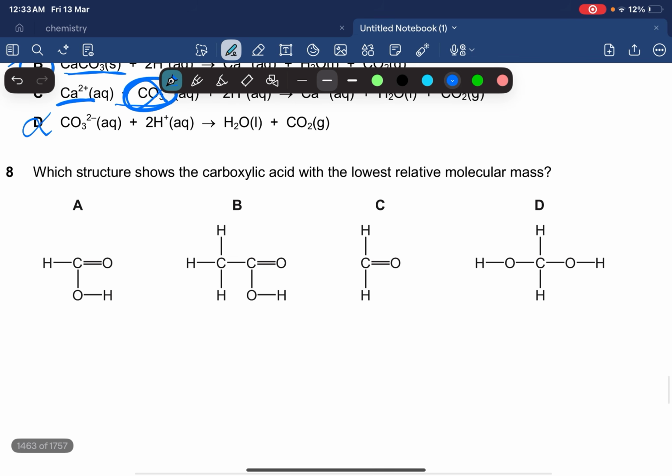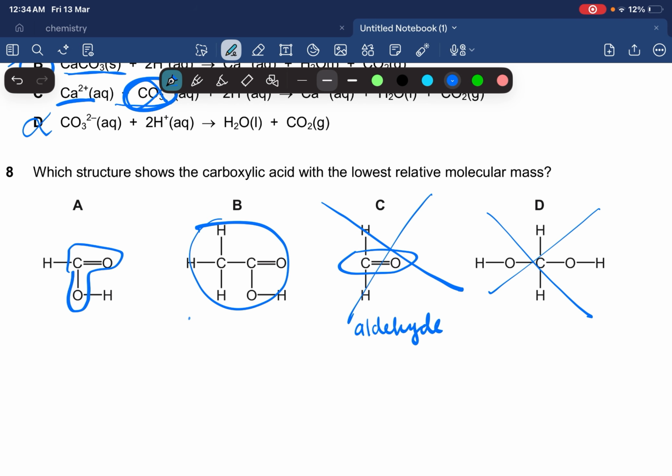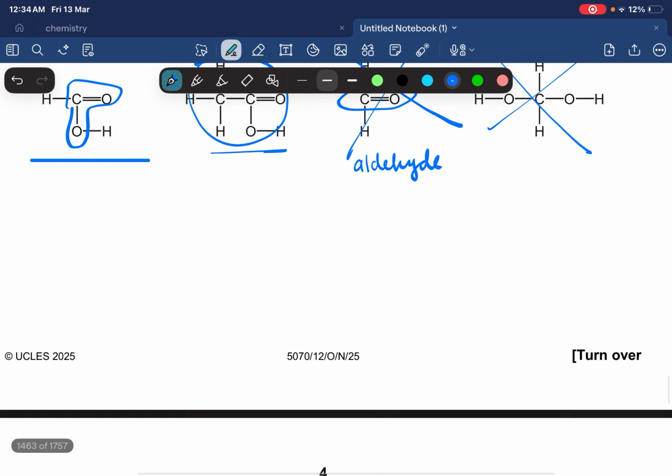Which structure shows the carboxylic acid with the lowest relative molecular mass? So this is not a carboxylic acid, this, and this. This is not a carboxylic acid. This is a functional group that's called aldehyde, and that's not in our syllabus. So this is not a carboxylic acid, and this is ethanoic acid, and this is methanoic acid. So obviously we know that methanoic acid is going to have a lower molecular mass than ethanoic acid.